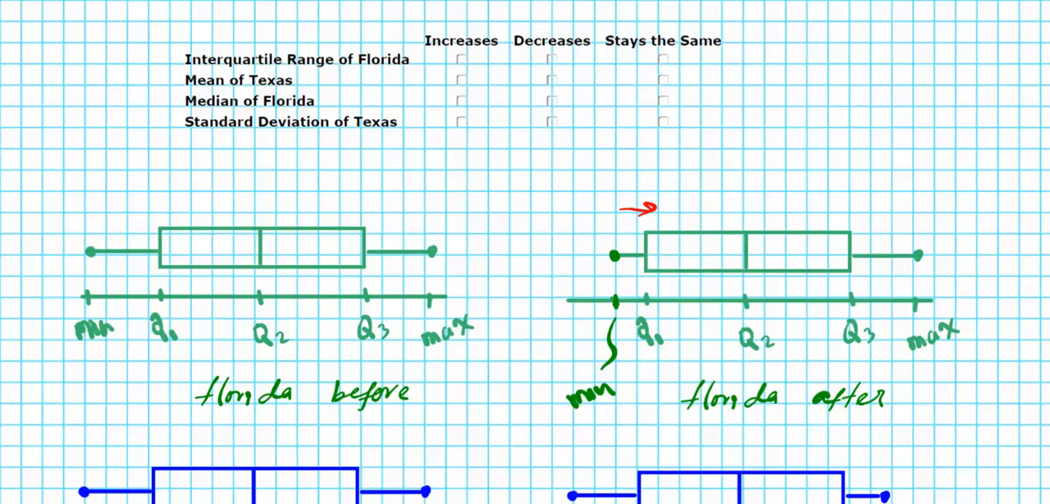So let's just write down a note here. Q1, Q2, Q2 is the median, so keep that in mind. Q2 is the median, Q3 and max are unchanged. That's for Florida. What's changed here mainly is the minimum, because the population was added just to the smallest county.